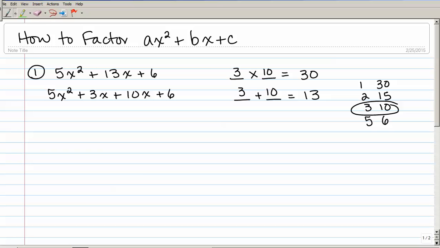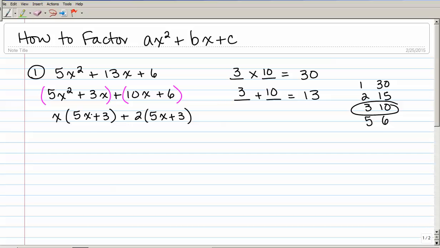Now I have 4 terms, and the best way to deal with this is factoring by grouping. So I group my first two terms and my last two terms, and out of the first set of parentheses, I'll take out a greatest common factor, which in this case is x, and that leaves me with 5x plus 3. And out of my second set of parentheses, I'll take out a greatest common factor, which is going to be 2. And that will leave me with 5x plus 3.